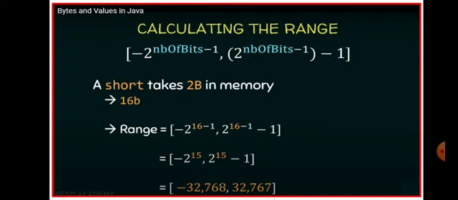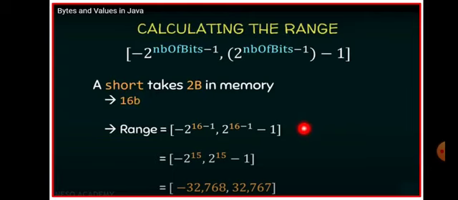A short data type takes 2 bytes. 2 bytes is nothing but 2 multiplied by 8 bits, which is equal to 16 bits. Now we will see the starting range and ending range for this short data type. That is, the range is given.